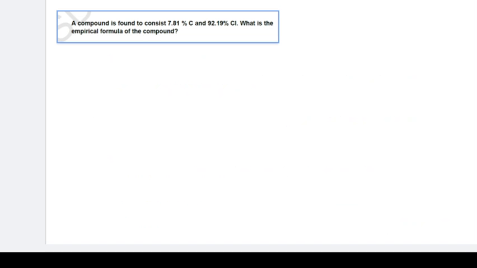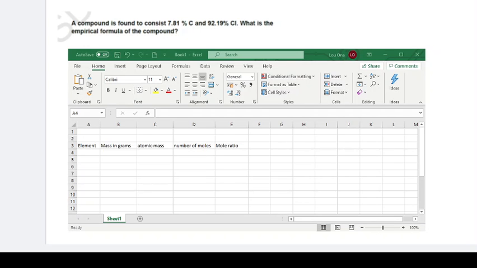Okay, so given again the following problem, a compound is found to consist of 7.81% carbon and 92.19% chlorine. What is the empirical formula of the compound? So we have to make sure that we have the table to answer this. It's easy for us to do it if it's inside the table. Working on it, we'll have our elements, carbon and chlorine. So put here carbon and then here chlorine.